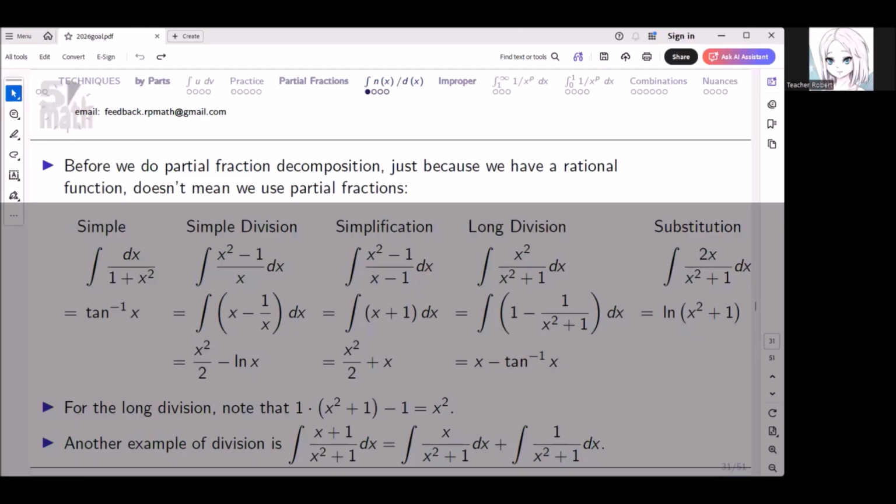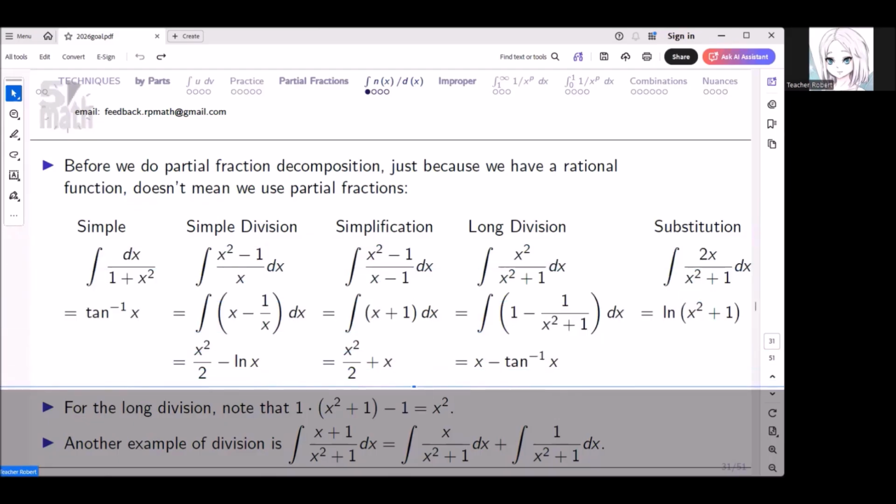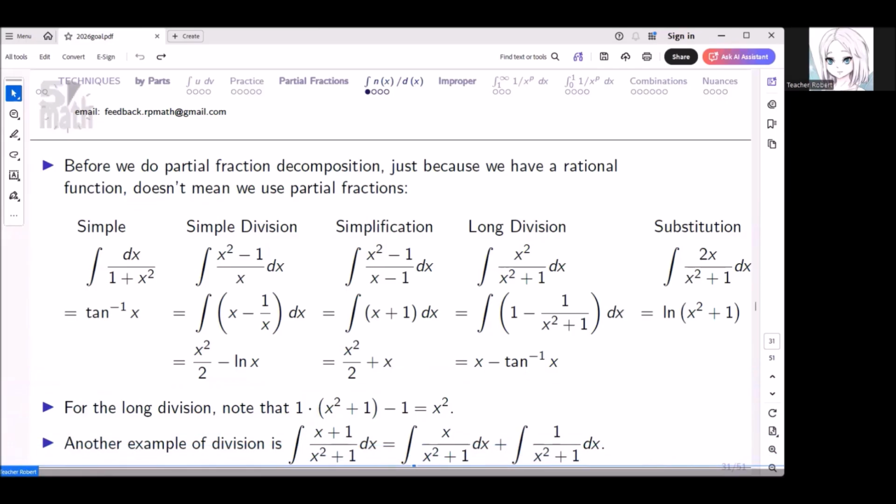Before we do partial fraction decomposition, just because we have a rational function doesn't mean we use partial fractions. Consider simplification, long division, and substitution, where we have the following. For the long division, note that this. Another example of division is this.